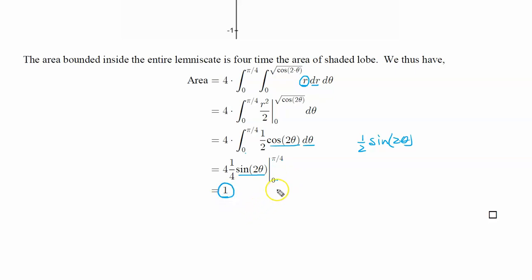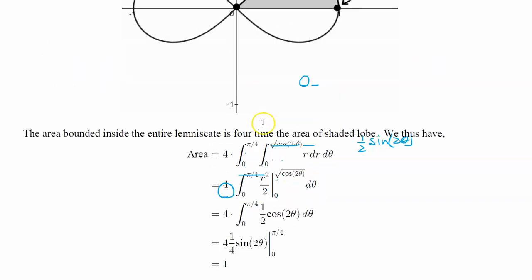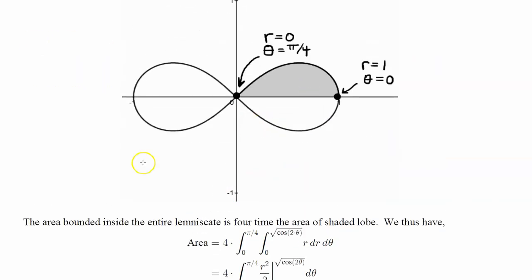And there you go. So that is the area inside of this lemniscate right here. The total area in here is 1. And that concludes our discussion about double integrals in polar form.